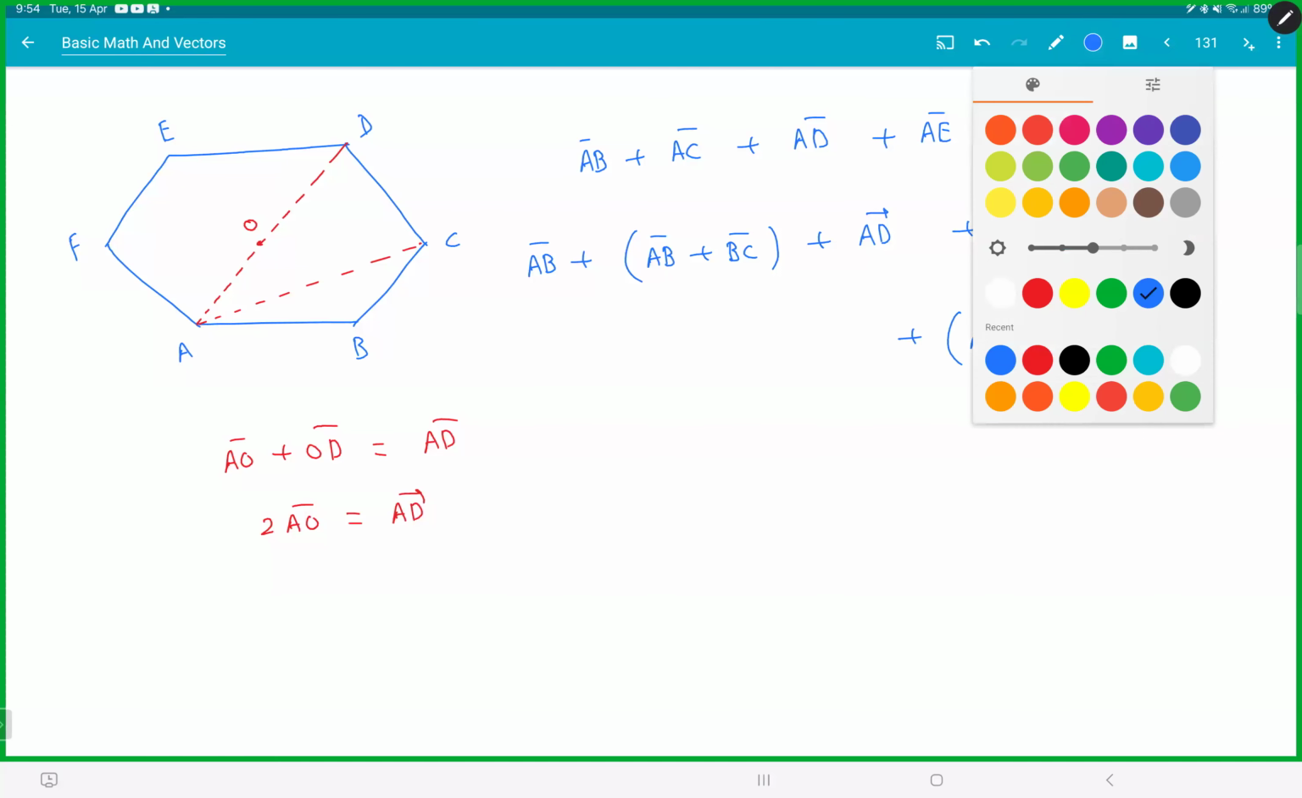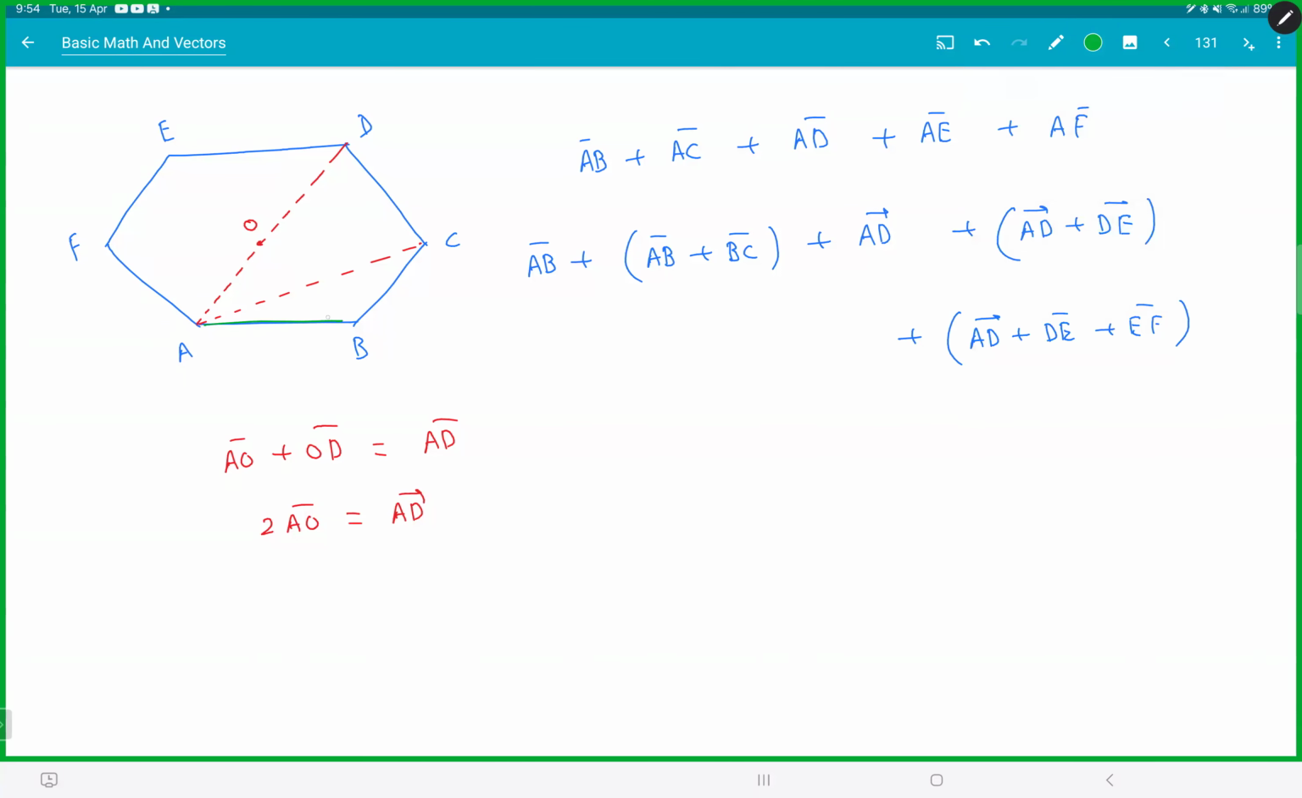Now look in the picture. AB is this way, DE is this way, meaning AB and DE will cancel. So one AB, one DE will cancel, one AB, one DE will cancel. Similarly, if you look at this, BC and EF are opposite. So one BC will cancel with one EF. You are left with AD, AD, and AD. This is 3 times AD bar.